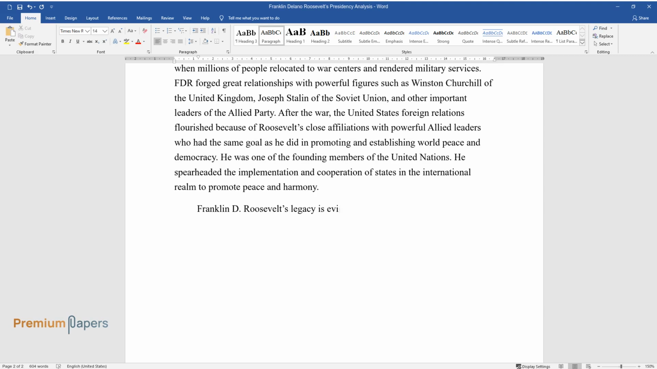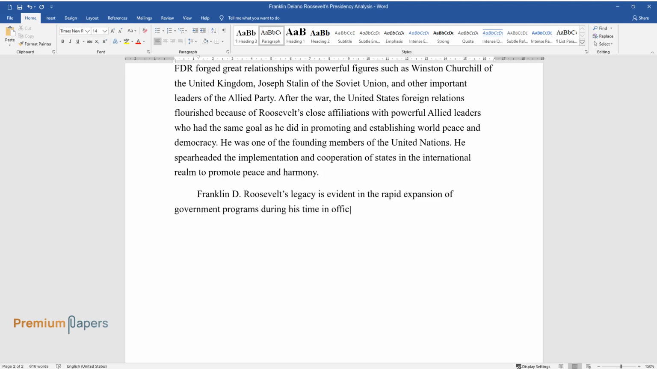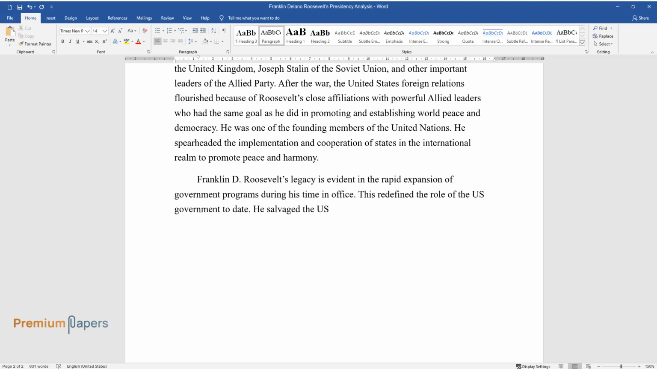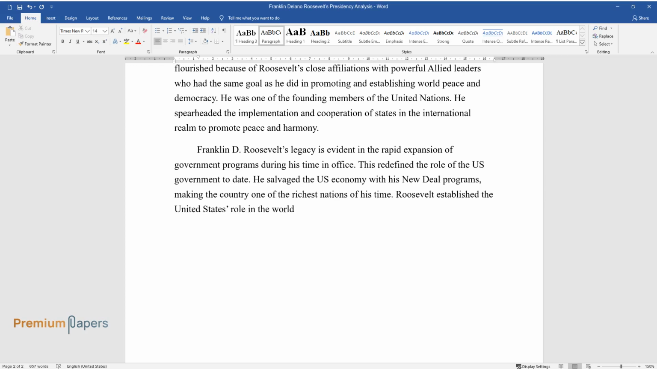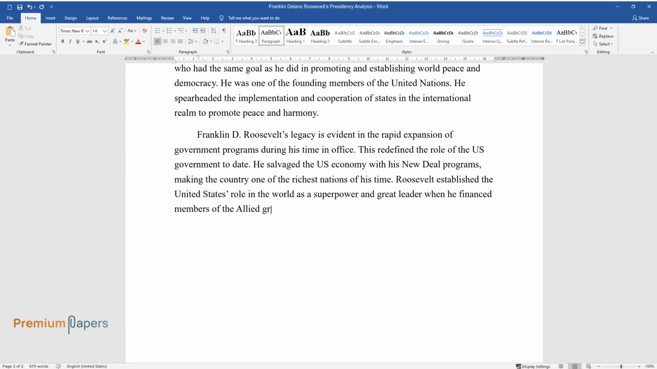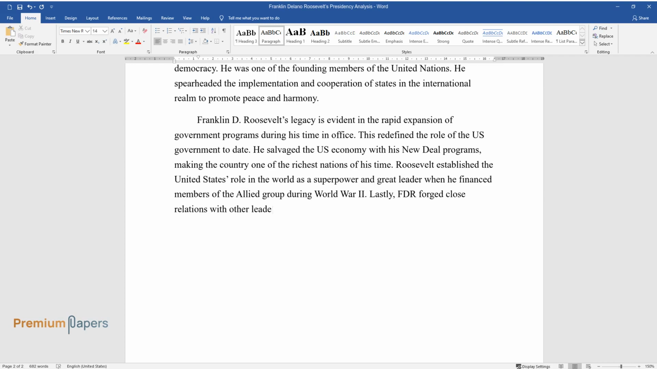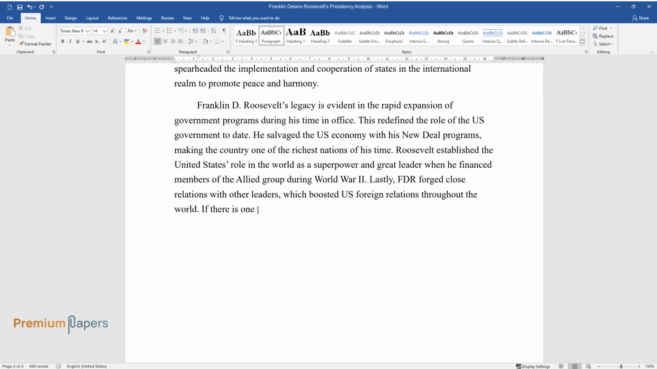Franklin Delano Roosevelt's legacy is evident in the rapid expansion of government programs during his time in office. This redefined the role of the U.S. government to date. He salvaged the U.S. economy with his New Deal programs, making the country one of the richest nations of his time. Roosevelt established the United States' role in the world as a superpower and great leader when he financed members of the Allied group during World War II. Lastly, FDR forged close relations with other leaders, which boosted U.S. foreign relations throughout the world.